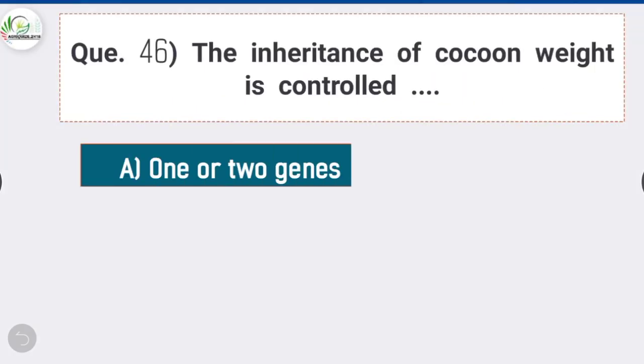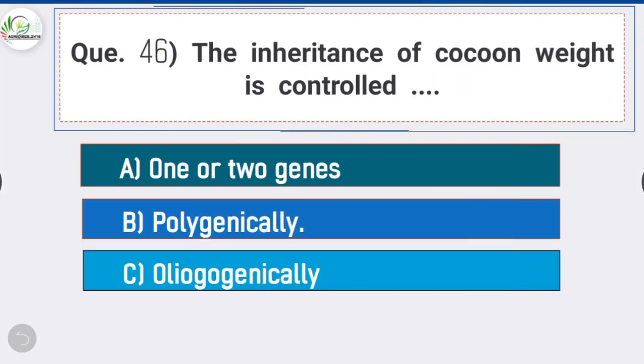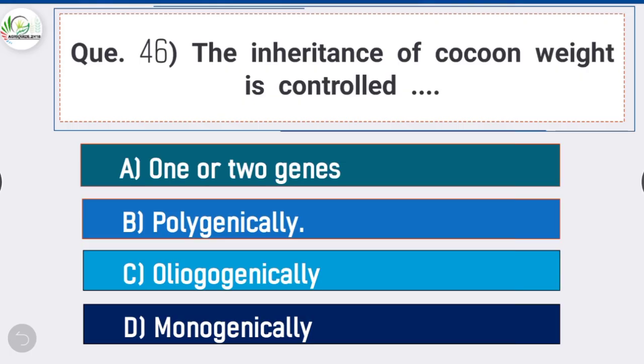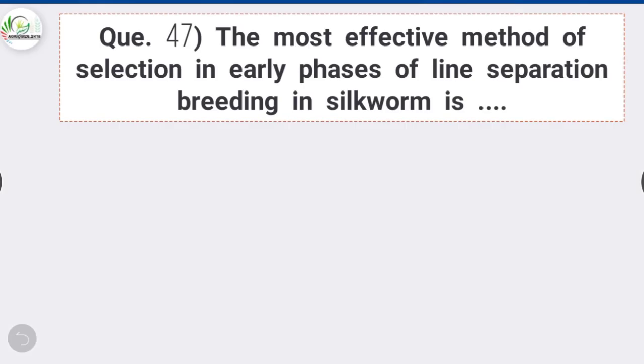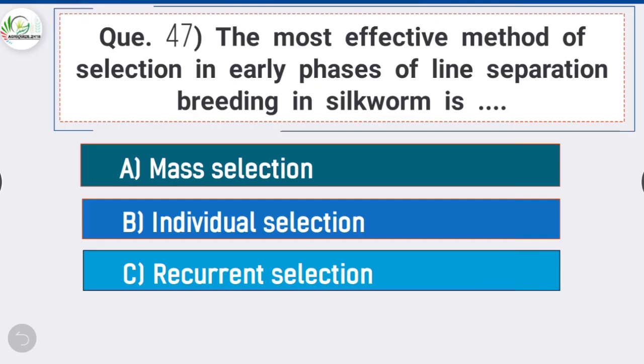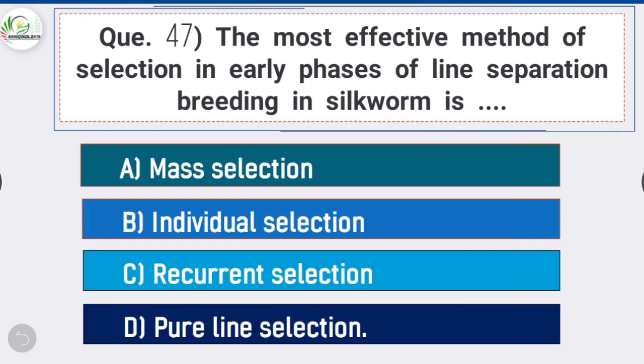Question number 46. The inheritance of cocoon weight is controlled. Option B is the correct answer, polygenically. The inheritance of cocoon weight is controlled polygenically. Question number 47. The most effective method of selection in early phases of line separation breeding in silkworm is, option D is the correct answer, pure line selection. The most effective method of selection in early phases of line separation breeding in silkworm is pure line selection.